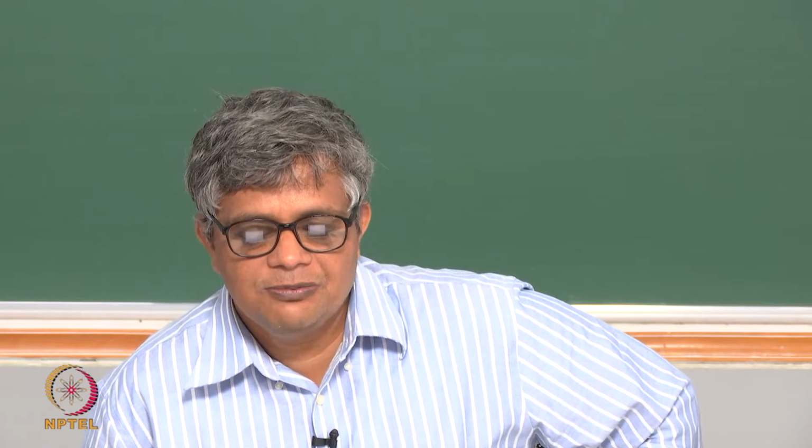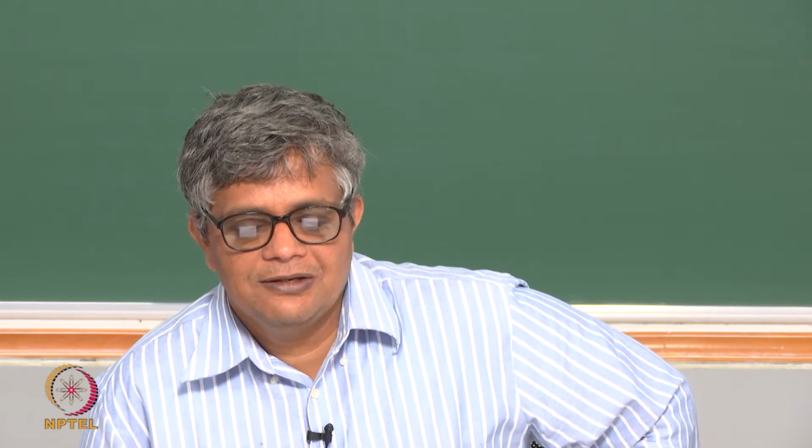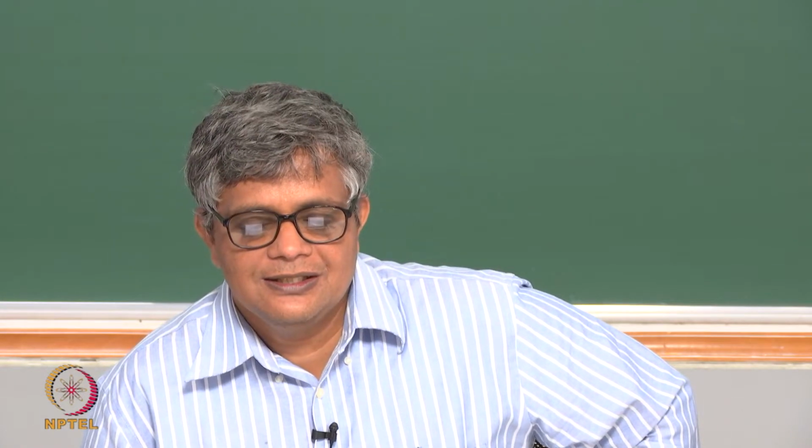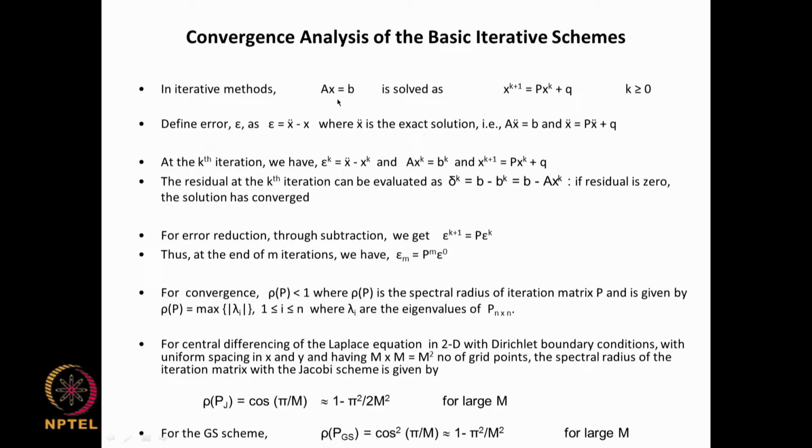So, the difference between b and bk is therefore the amount of non-satisfaction of the equation Ax equal to b by our current guess or current estimated value of xk. So, this is the residual amount that still needs to be satisfied. Okay. So, how can we get that? We can put this delta k as b minus Axk.